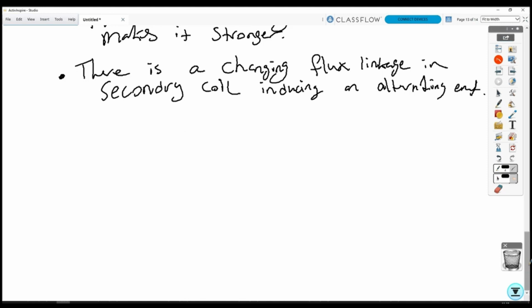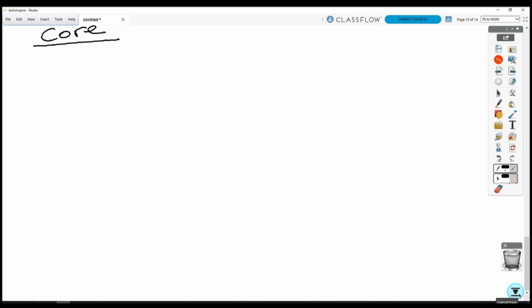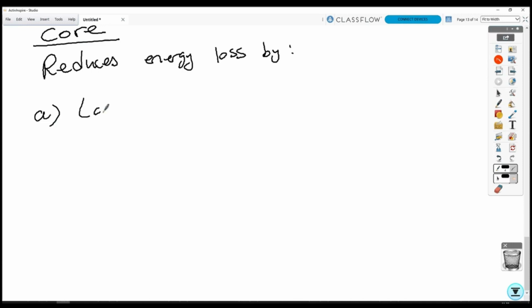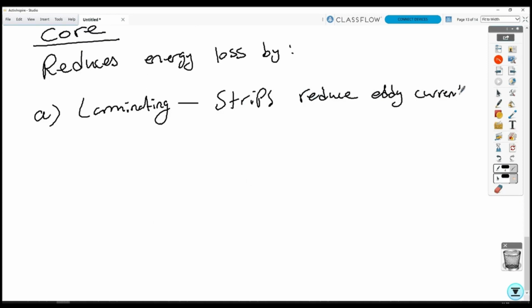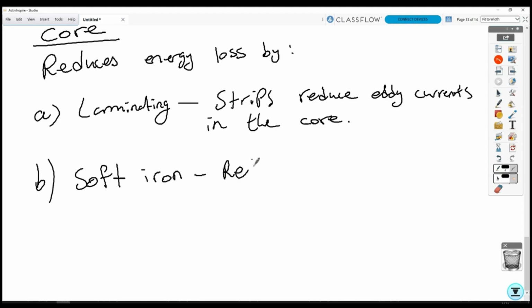Now the core does a couple of things. And one of its primary purposes is to reduce losses, so to make the whole system more efficient. Number one, being laminated. If the core is laminated, it's made in strips rather than one solid material. Making the core in strips reduces the eddy currents that are induced within the core itself. So some currents will be induced within the core and wasted. But making them into strips rather than one solid core reduces that. And B, we use a soft iron core, and that reduces hysteresis losses in the iron core.